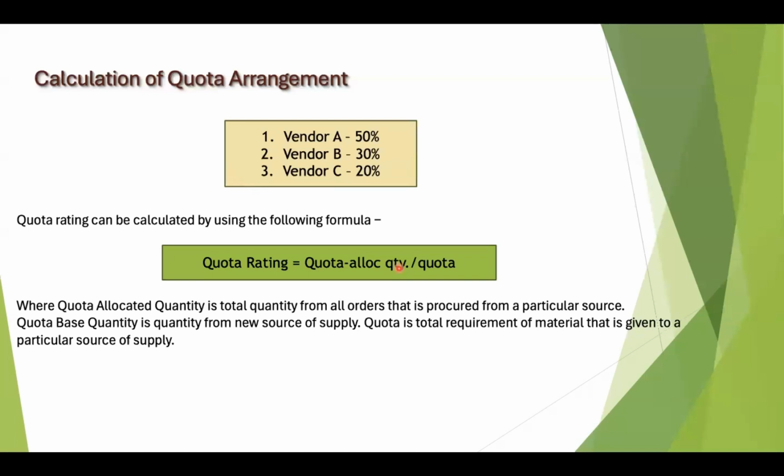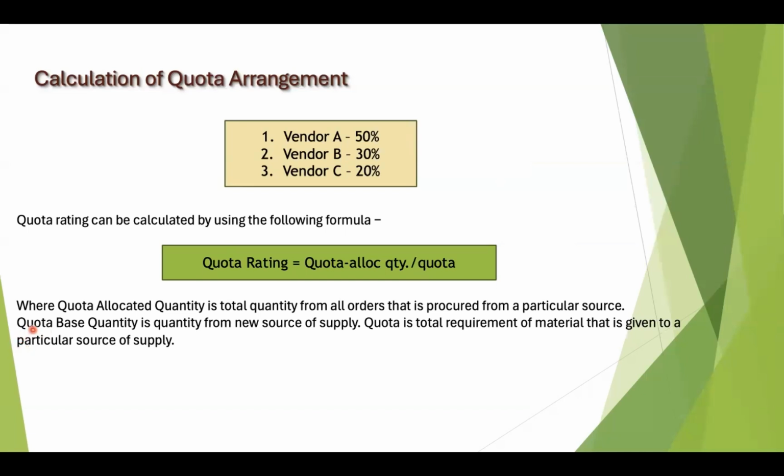When you see the system, you can see how it gets calculated and how the fields change. There are a few additional fields, and by using the F1 function key, we can read about the utilization and how it is maintained. The quota allocated quantity is the total quantity from all orders, that is, how much has already been ordered, the total quantity procured from a particular source. The quota base quantity is the quantity from a new source of supply. The quota is the total requirement of material that is given to a particular source of supply.